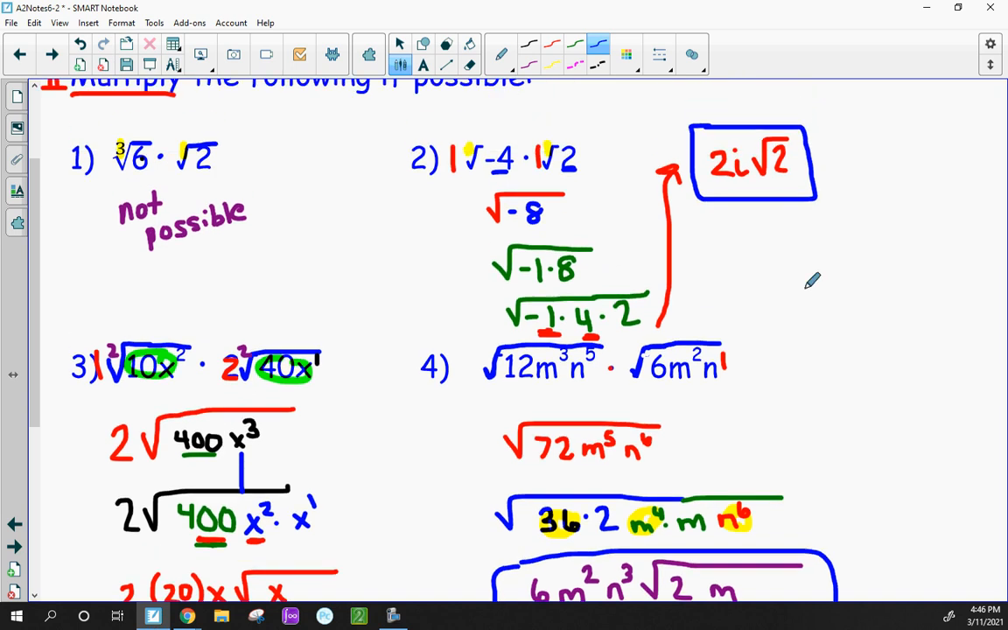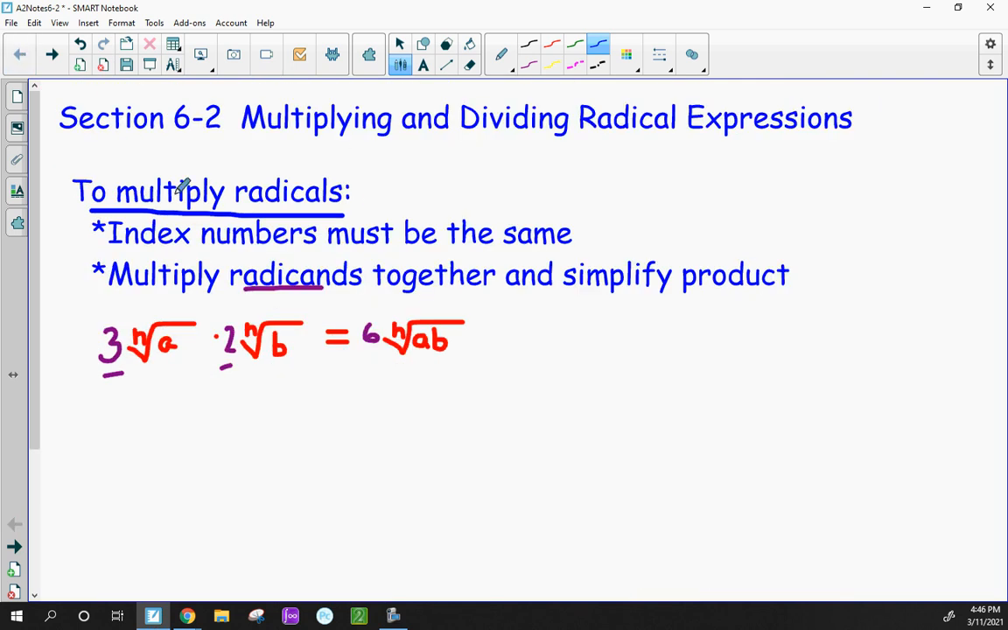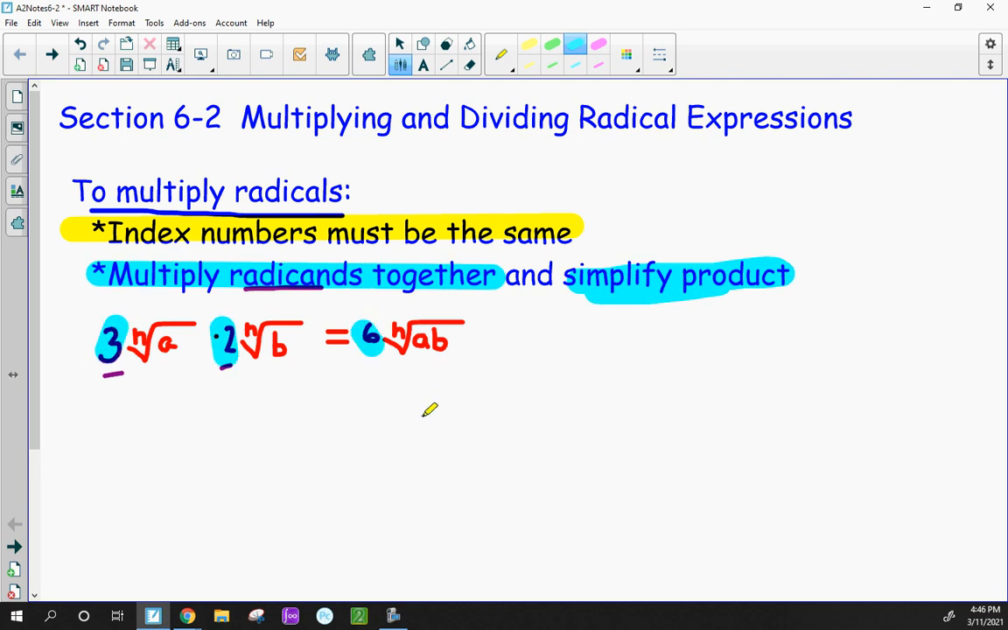So multiplication is really not too bad. Just make sure that you keep in mind that the index numbers have to be the same. Look for that first. If you come to a problem where they're different, just stop. Don't go on. And then secondly, multiply the radicands together and then simplify your answer when you can. And as always, if there's numbers in front, go ahead and do that too.